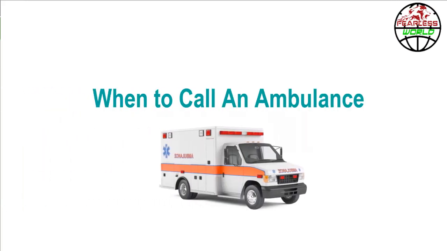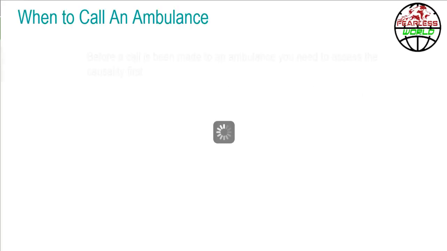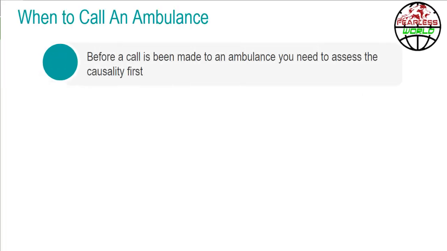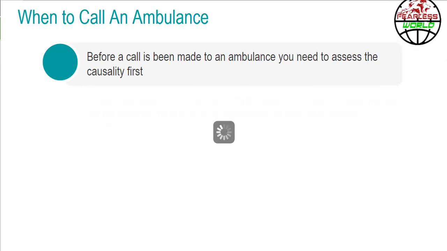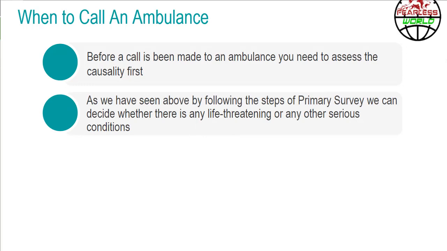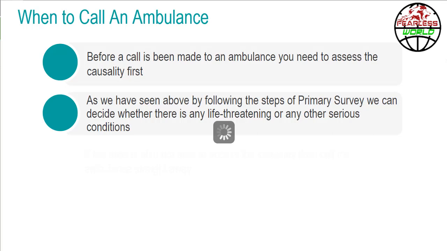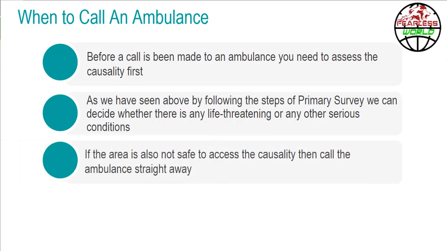Now, let's learn when the ideal time to call an ambulance is and the important points to be kept in mind while calling. Before a call has been made to an ambulance, you need to assess the casualty first. As we have seen above, by following the steps of primary survey, we can decide whether there is any life-threatening or any other serious conditions. If the area is also not safe to access the casualty, then call the ambulance straight away.